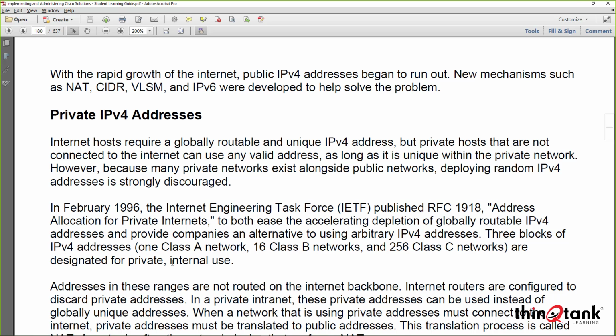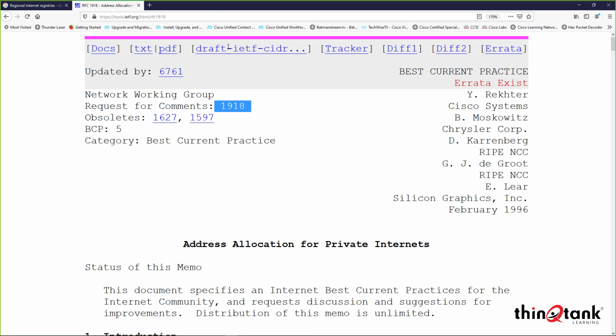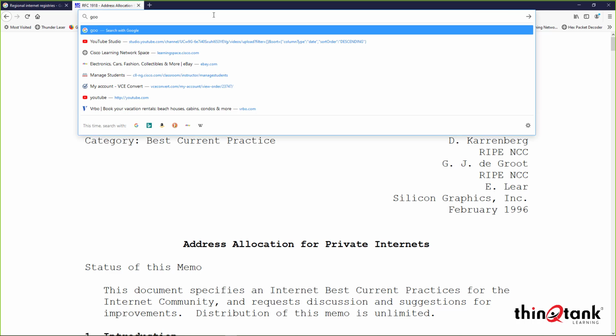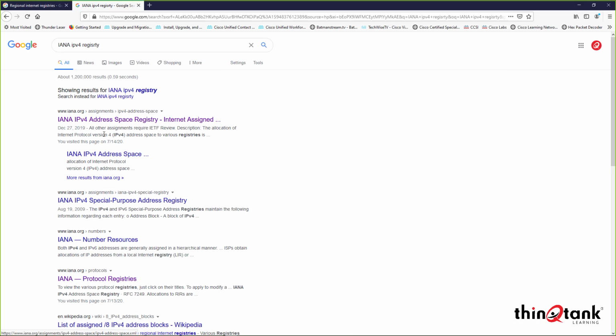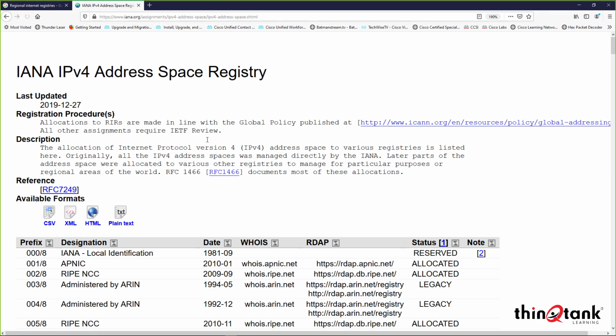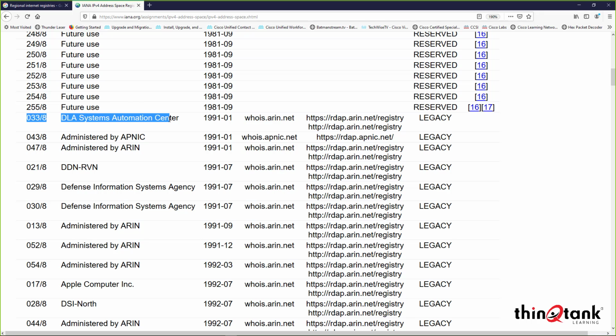With the rapid growth of the internet, public v4 addresses started to run out. Actually, it happened relatively quickly. I mean, if you think about it, go back to the list and do a quick Google search on the IANA IPv4 registry, and we look at when the first block of addresses was assigned, that was in 1991, okay?